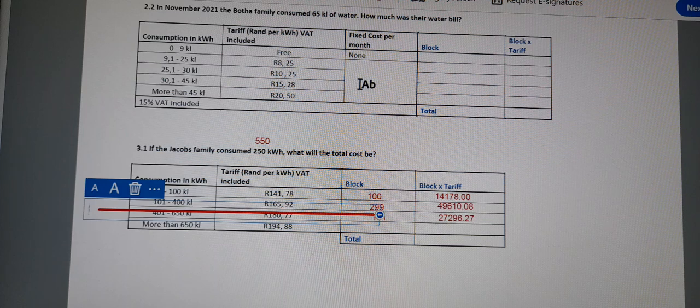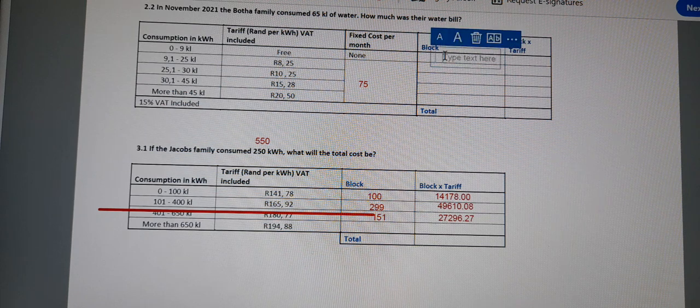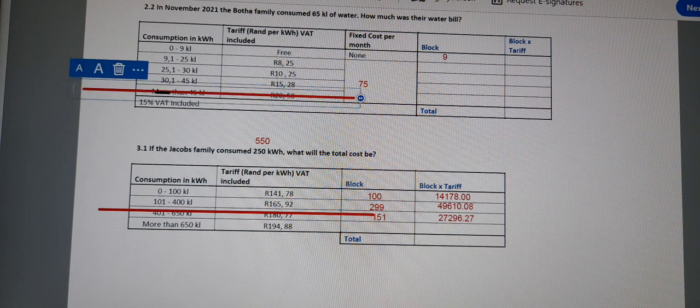But this one, I think I missed a number here. I can't remember it. Let me put 75 rand. I think it was 75 rand from the textbook. Okay, so this one is different because it has got a fixed cost per month. Okay, so now here we are going to get a block. It's 9. Or sorry, it's 65. So we are going to stop here at more than. So our line, we're going to draw it at more than.